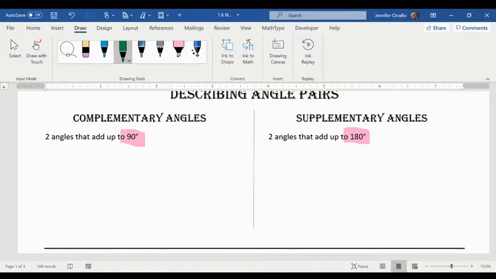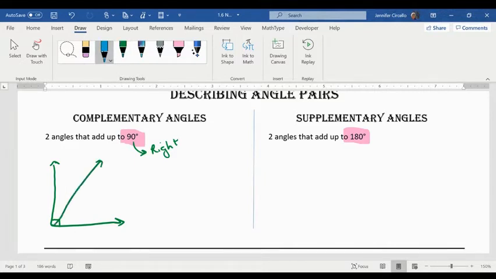So to draw a picture for this, we know that a 90-degree angle is a right angle. So these two could add up to be a right angle. If I have something like this, and I know it's a right angle, but I divide it into two pieces, then this top angle and the bottom angle would add up to 90. So we would write the measure of angle 1 plus the measure of angle 2 equals 90.